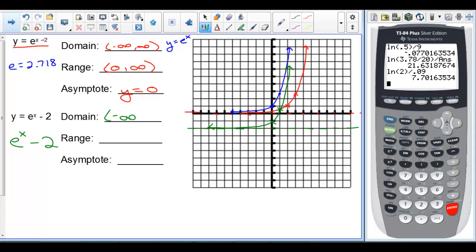Domain is still negative infinity to infinity. The range now is negative 2 to infinity. And the asymptote is y equals negative 2. Questions on how you would graph e? Just have to remember 2.718.